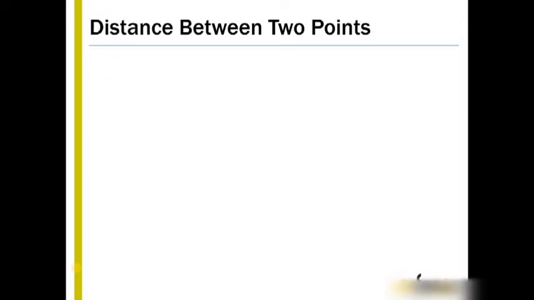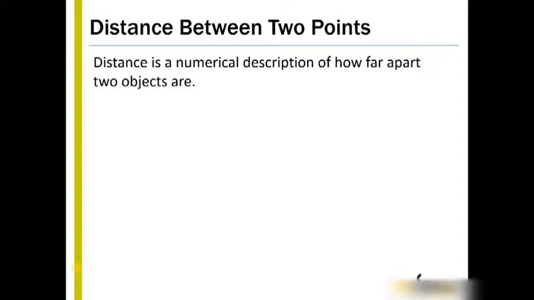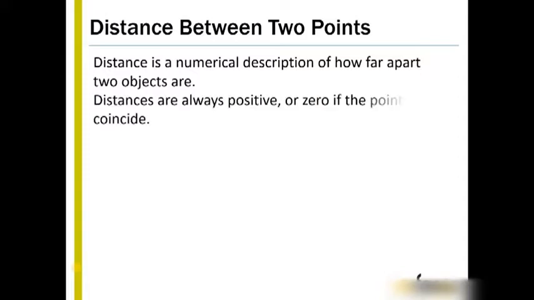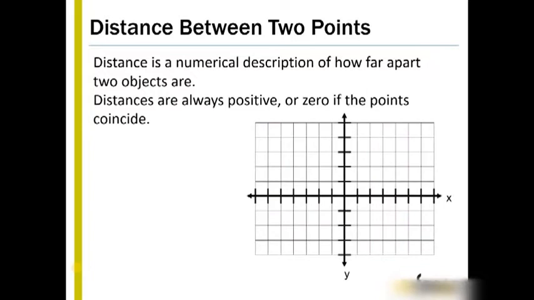Distance between 2 points. Distance is a numerical description of how far apart two objects are. Distances are always positive, or zero if the points coincide. Here's a diagram. Here's the point -4, 2, and here's the point 2, 2. The distance between these 2 points is this length here from one point to the other point. It's how far apart these 2 points are.